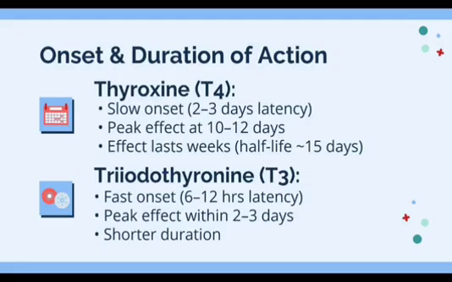The onset and duration of action. The thyroxine, T4, has a slow onset, about 2 to 3 days latency, and the peak effect is at 10 to 12 days, and the effects last weeks. Their half-life is about 15 days. The T3 has a fast onset, like 6 to 12 hours latency, and the peak effect we can get within 2 to 3 days, but the effect lasts a shorter duration.